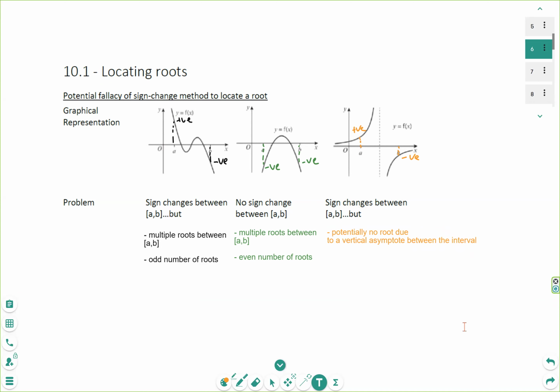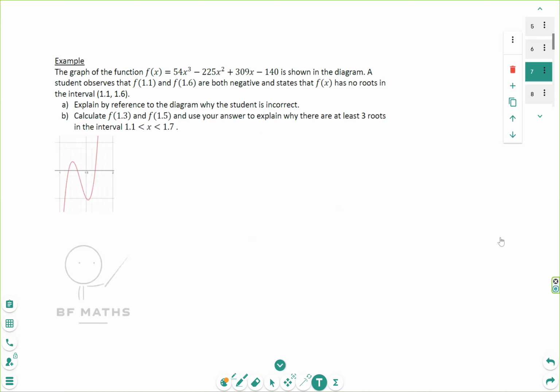Okay, and that's why in an exam question, they could ask you about sign changes, but you need to think about what's actually happening in terms of the roots and the graph. Does a sign change always mean there's a root between them? No. If there is no sign change, does it mean there's no root? Not really. So for an example, let's have a look.